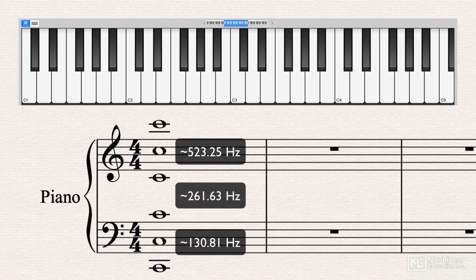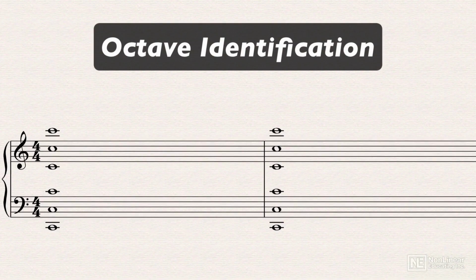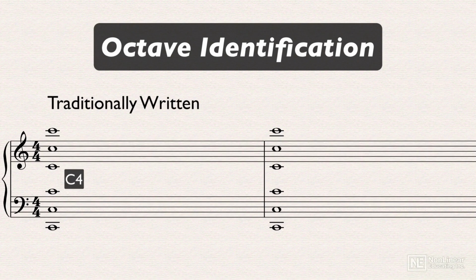Rather than referring to octaves by their specific frequencies, you can use something called octave identification to know which note you're referring to in a specific octave or a specific register. In traditional written music, middle C is called C4, up an octave is C5, up another octave is C6, and you can keep going up and up. Moving downward, the C below middle C is called C3, and then C2, and so on.